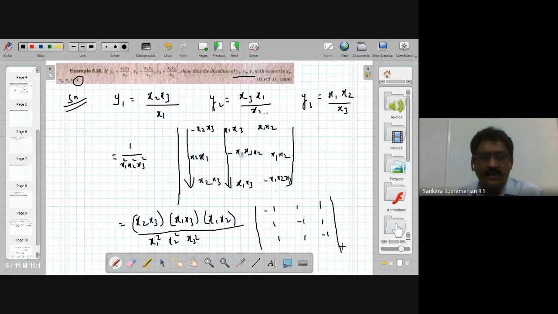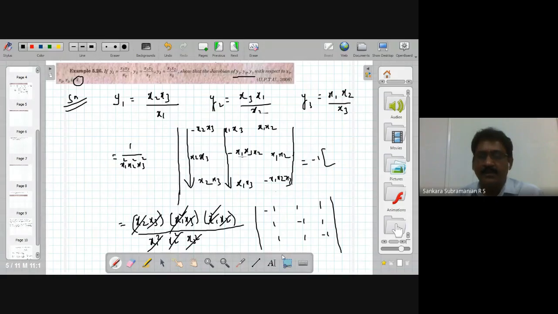So therefore, this is actually x1 into x1, so x1 square will get cancelled. x2 square will get cancelled, and x3 square will get cancelled. So you will be left with a 3 by 3 determinant with values 1 and minus 1. After evaluating this, you just put minus 1 outside.